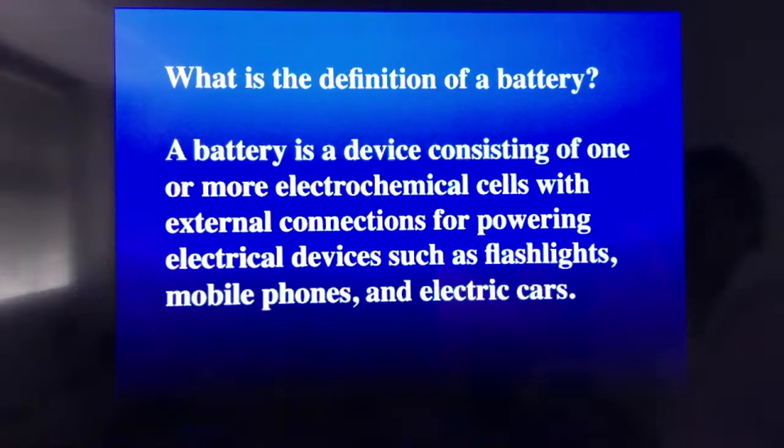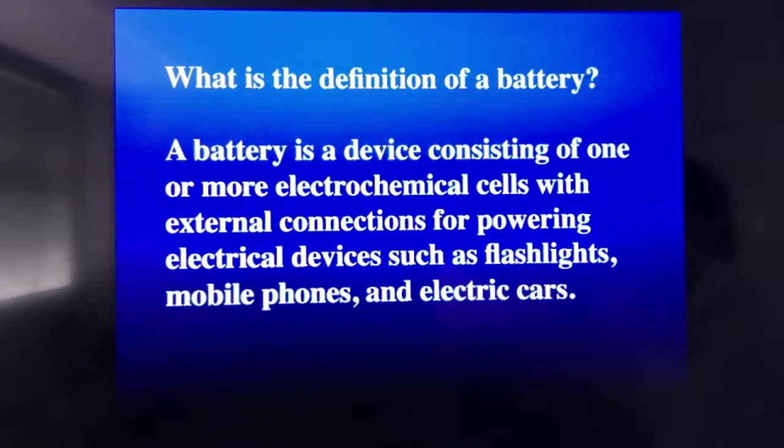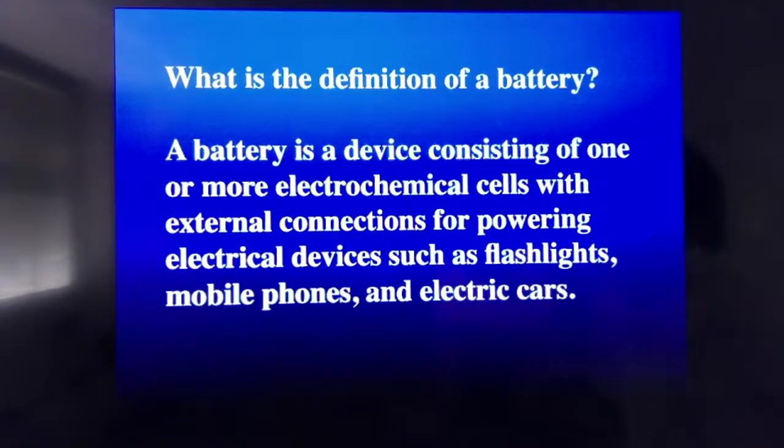Quite long. So a battery is a device. Yeah, you agree with me. A battery is a device consisting of one or more electrochemical cells with external connections for powering electrical devices such as flashing lights, mobile phones, electric cars, your computer, your smartphone, and so on. This is quite a crucial point. A battery is an electric device supplying electricity or something like that. So this is the definition of the battery today.